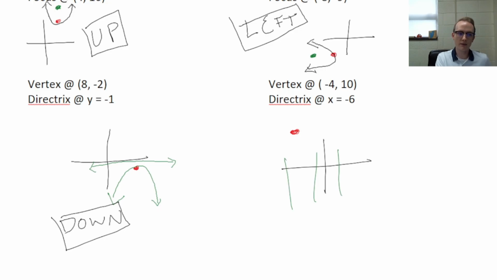Okay, again, kind of confusing because the y-axis is the vertical axis, but the line x equals is a vertical line. If it's x equals -6, well, the x-coordinate of our vertex is -4. X equals -6 means we're going even farther left than our vertex, which puts us somewhere over here. So this would be the line of our directrix. Which way is this parabola going to open? It's opening to the right.